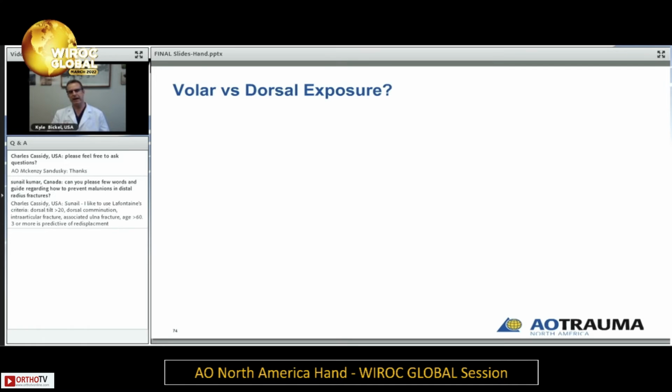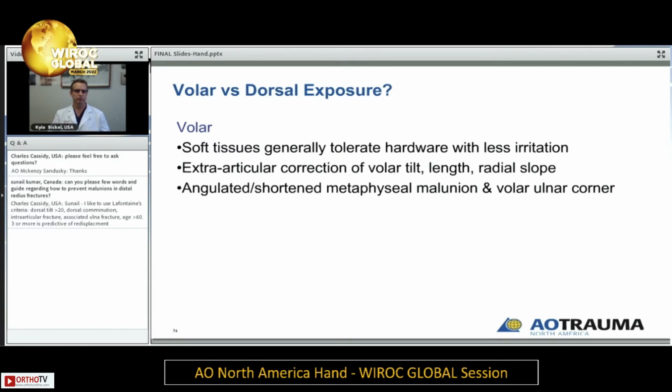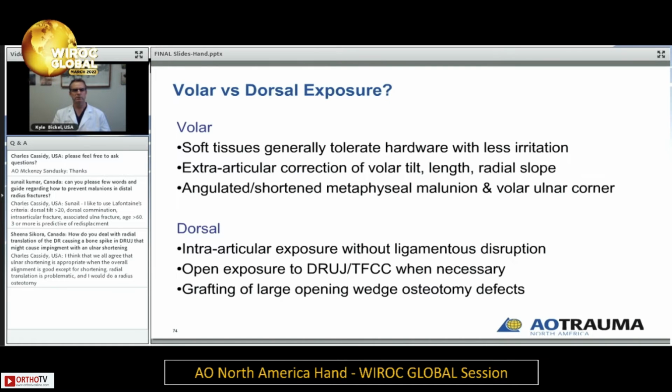Once we decide to do that, is it best to approach these from a volar or a dorsal exposure? Well, we all know from treating the primary injury that volar approaches generally are better tolerated in terms of irritation from the hardware if we go on the volar side. Extra-articular correction of tilt, length, and slope is easily achieved through the volar approach, even with a lot of dorsal shortening, because of the success of using variable angle locking plates. We can really correct that angle even from the volar side when there's a lot of dorsal shortening. And metaphyseal malunions and volar ulnar corners can be approached from a volar exposure.